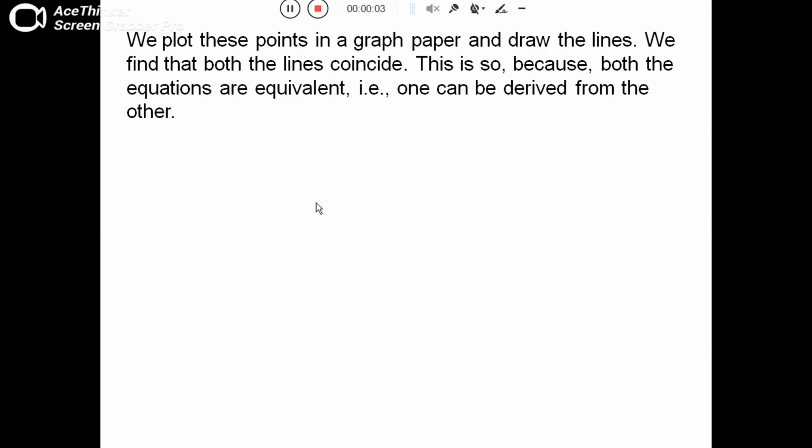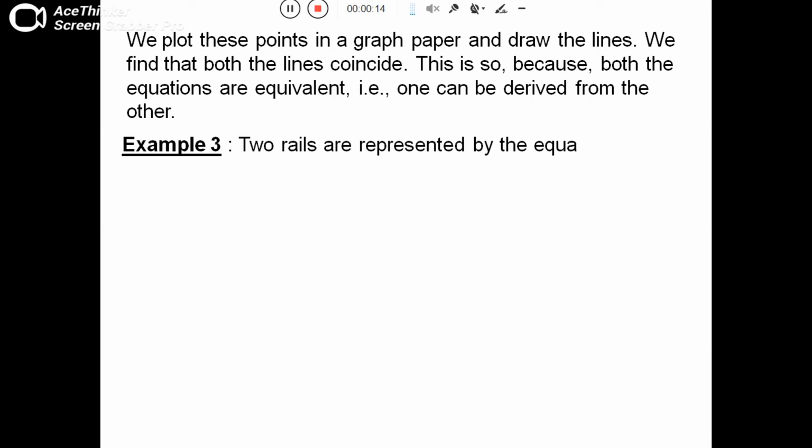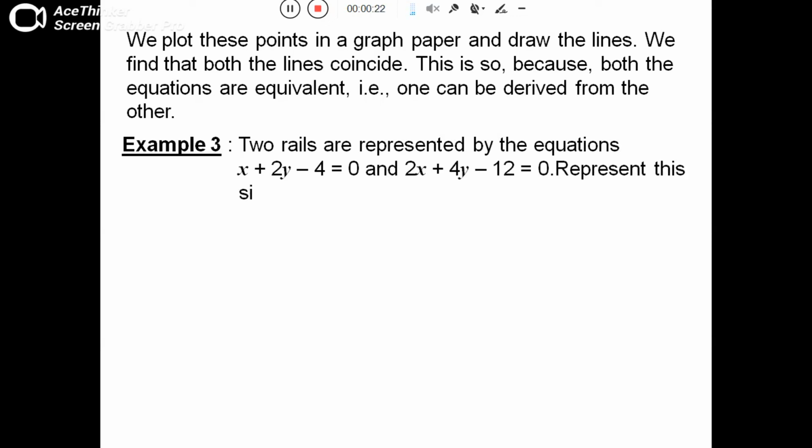Okay students, now see example number 3. In this example, the question is: two rails are represented by the equations x + 2y - 4 = 0 and 2x + 4y - 12 = 0. Represent this situation geometrically, because algebraically it is given. The equations are given, so there is no need to find the algebraic representation. We are going to represent these equations graphically.